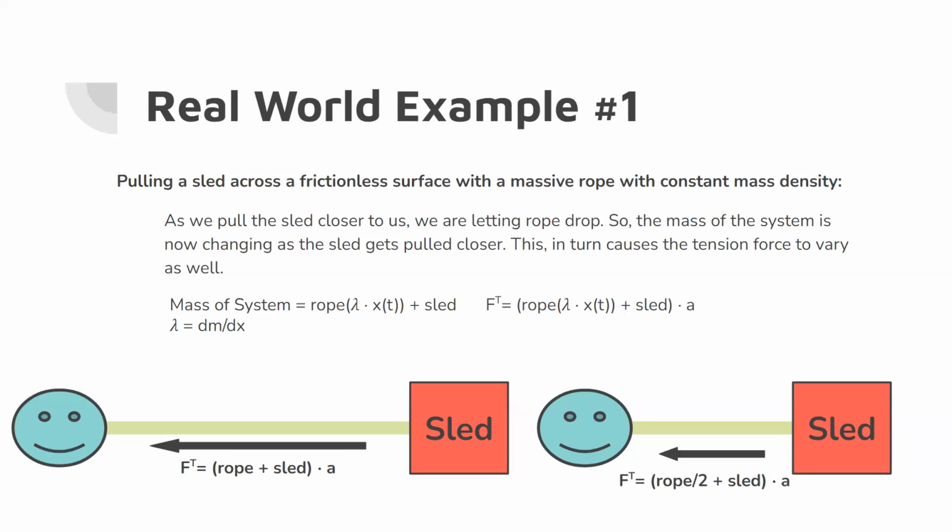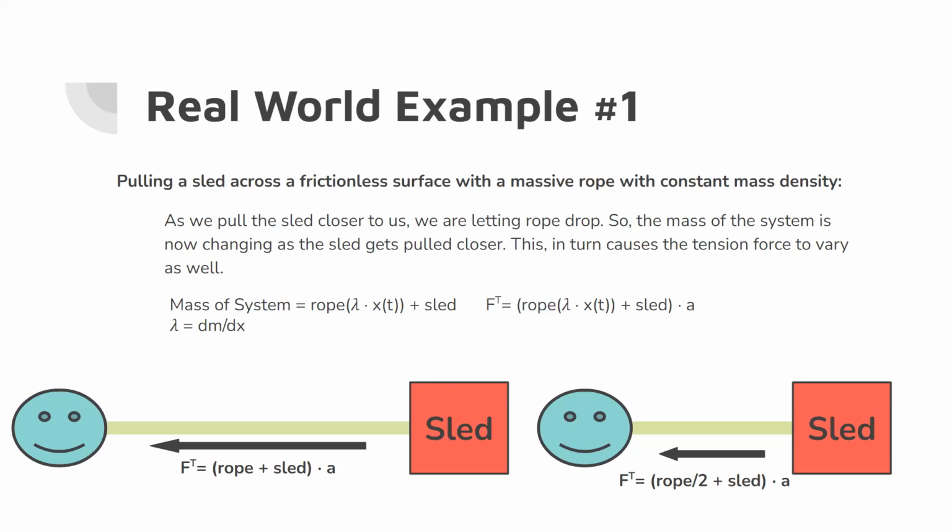Okay, so now that we have a model established, we can look at how this model can be used to describe some real-world examples. The first system we chose to look at was pulling a sled across a frictionless surface with a massive rope that has a constant mass density. In this scenario, we are standing stationary and pulling the rope towards us, and we're dropping the slack as we go. This will cause the mass of the system to vary over time. So if we are pulling with a constant acceleration, the tension force needed will also decrease over time. We can see this in the equations that I listed.